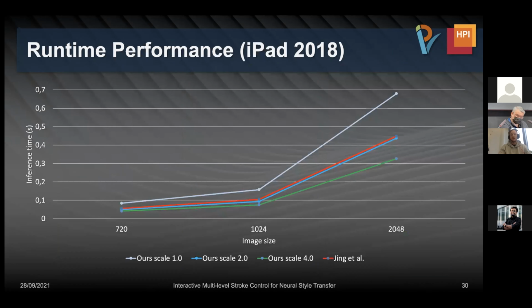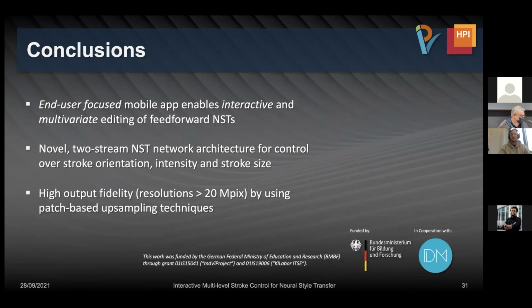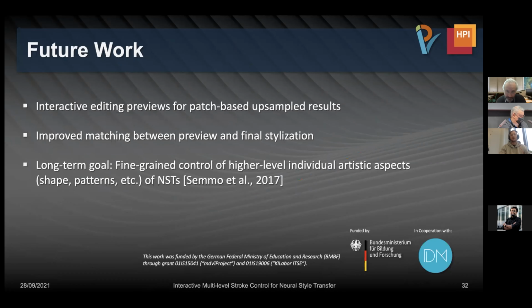Performance-wise, we perform comparably to state-of-the-art methods and can run at interactive frame rates at 1 megapixel on recent iOS devices. So in conclusion, we present a novel style transfer architecture that enables multivariate editing of feed-forward neural style transfer and gives control over several elements of the style. Our presented app demonstrates its ability to interactively edit results and create very high fidelity outputs.